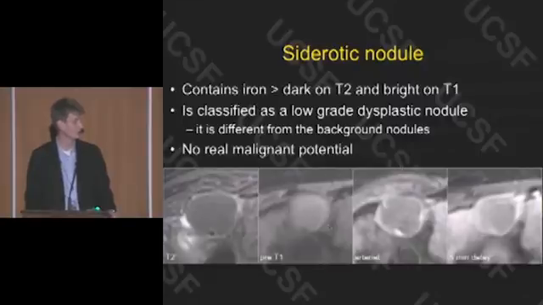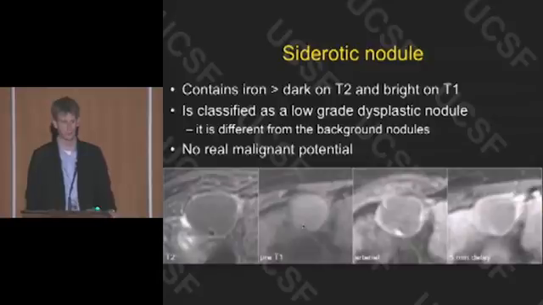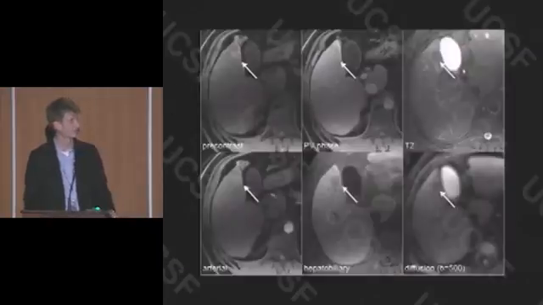Here's another siderotic nodule, large, T1 hyperintense, T2 dark, and it doesn't really have any suspicious enhancement features to be concerning for HCC, except size here is becoming an issue where you would then be concerned and maybe want to do something about it. But this will not be well treated by TACE because there's no arterial hypervascularity.